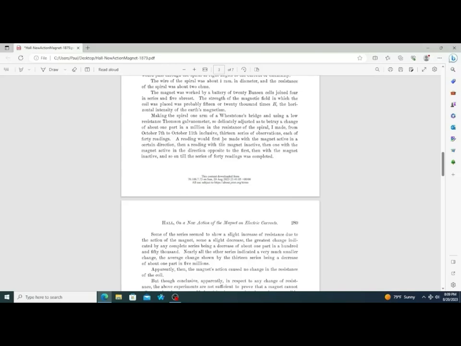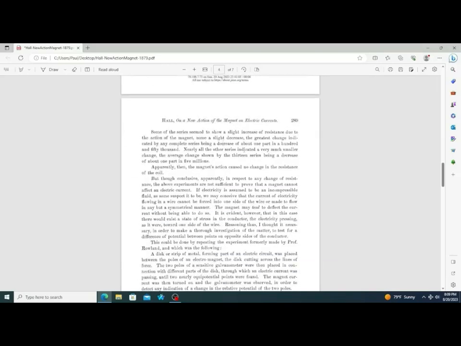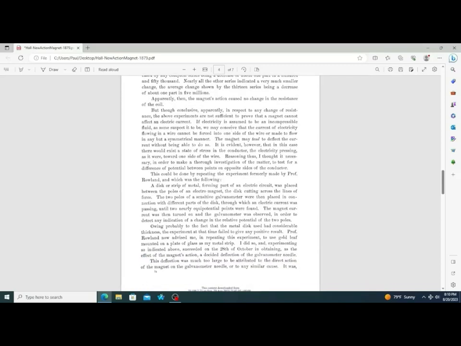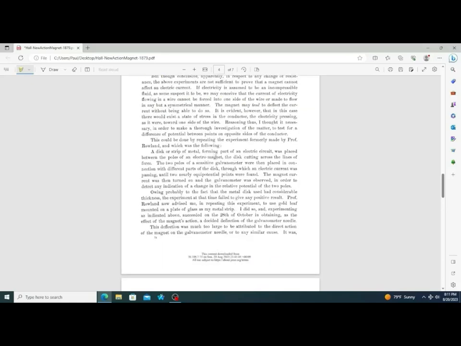And it's very understandable, but then he gets to, unlike some passages in the textbooks, the result of that, and apparently the magnets cause no change in the resistance of the coil. So that didn't work. But he didn't drop the matter there. And here he's saying if electricity is assumed to be an incomprehensible fluid, so this was before the electron, it may be the magnet's tending to deflect the current, but it's not really able to do so.